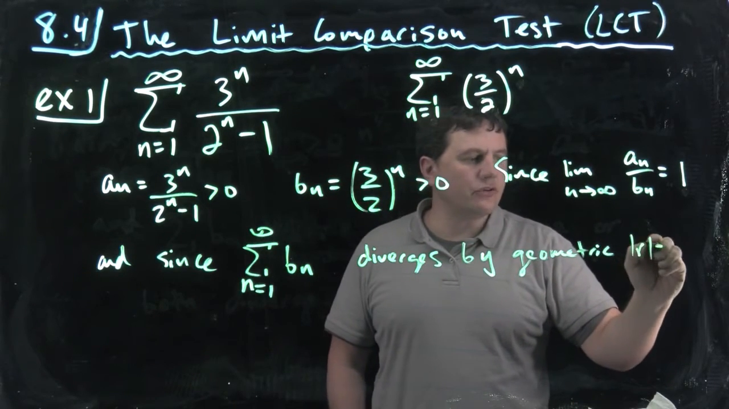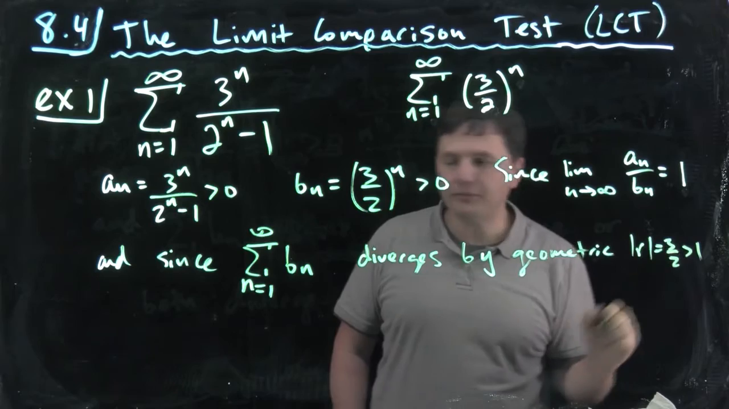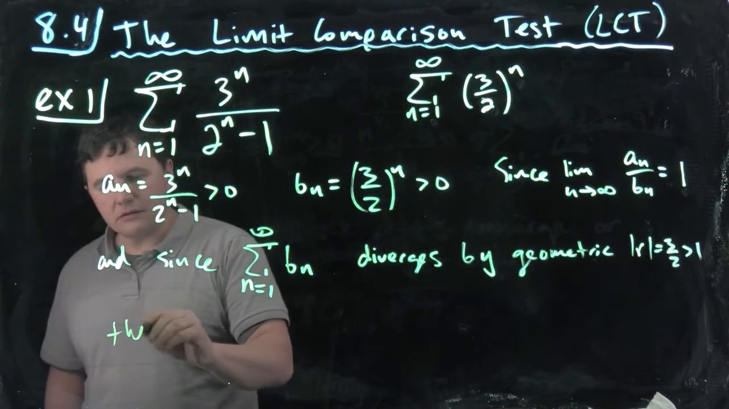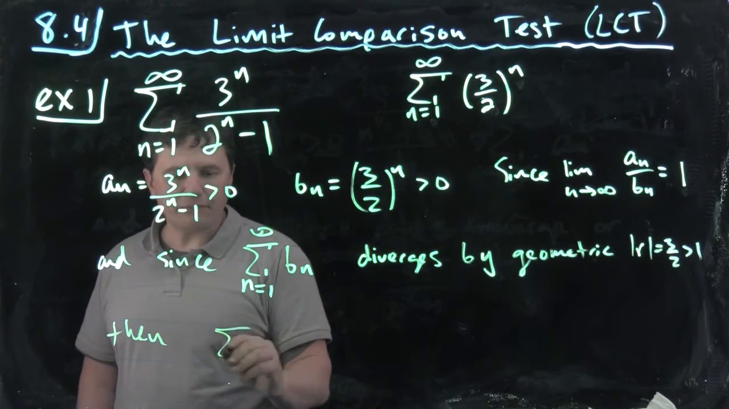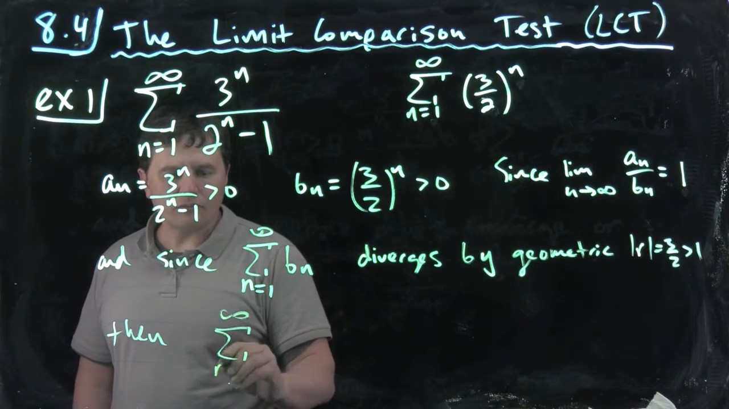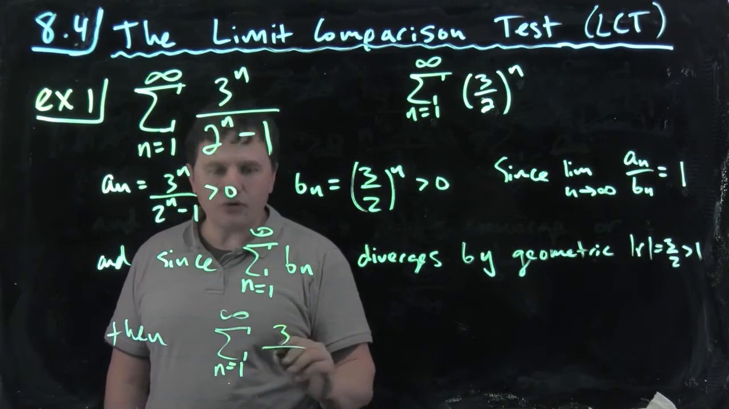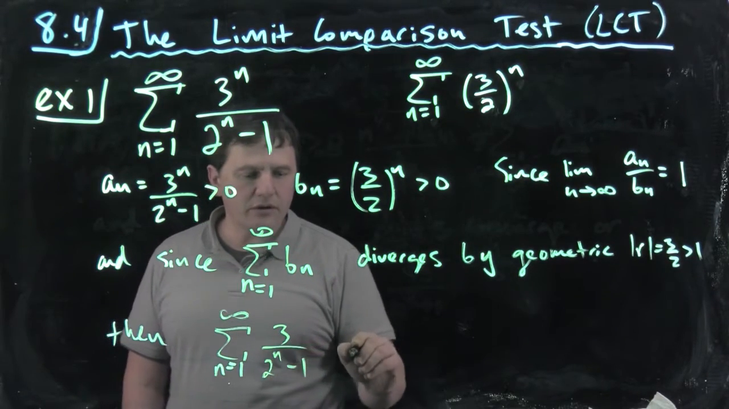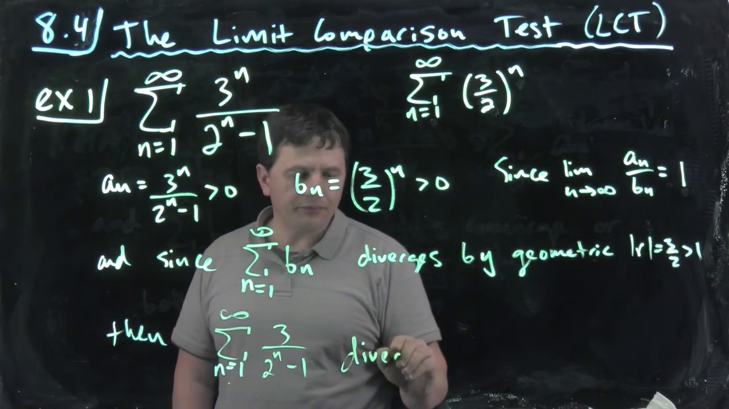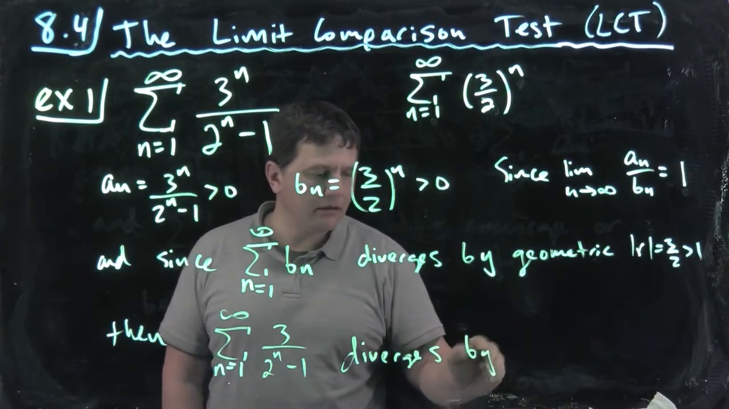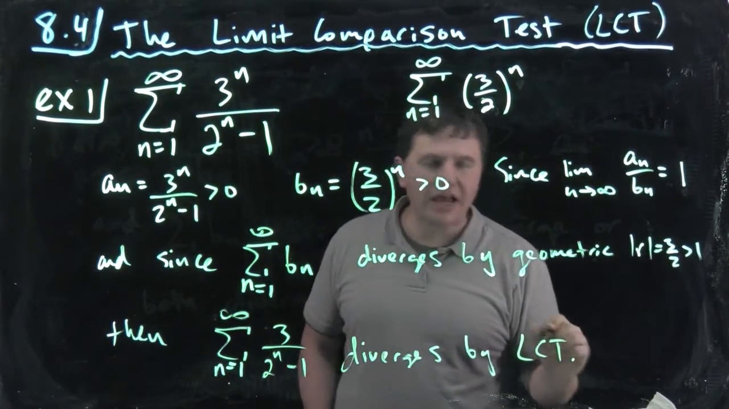Absolute value of r is equal to 3/2, that's greater than 1. Then our series, a sub n, or 3 over 2 to the n minus 1, diverges by the limit comparison test. So it's kind of an indirect test.